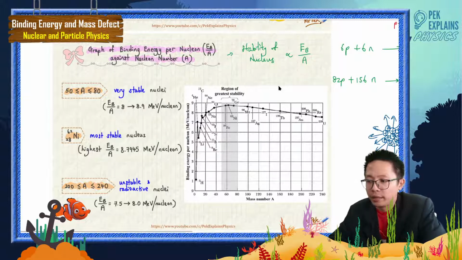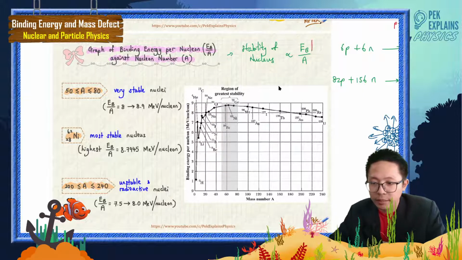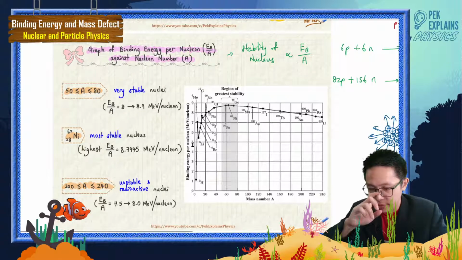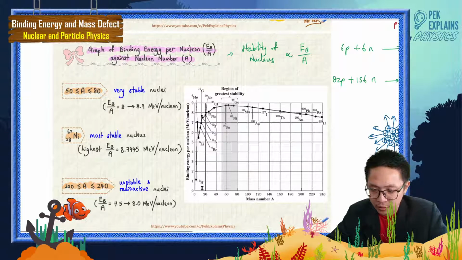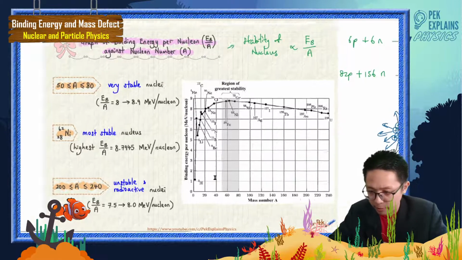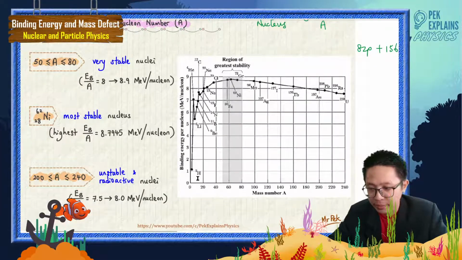Okay, the higher the binding energy, the higher the stability. However, the higher the nucleon number, the lower the stability of nucleus. Okay, now, let's see about this one. You see from here, this is the deuterium hydrogen atom. Going up, you see why the binding energy per nucleon is increasing sharply over here?